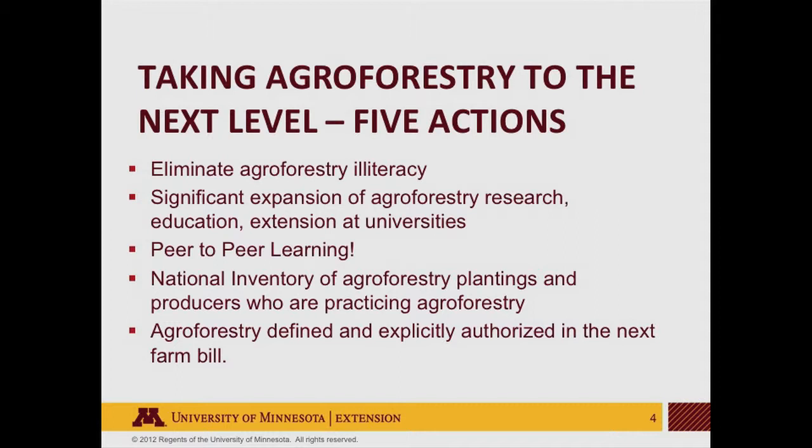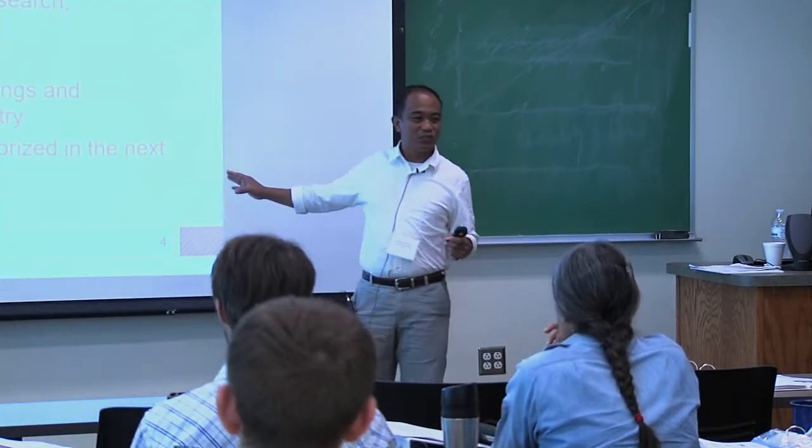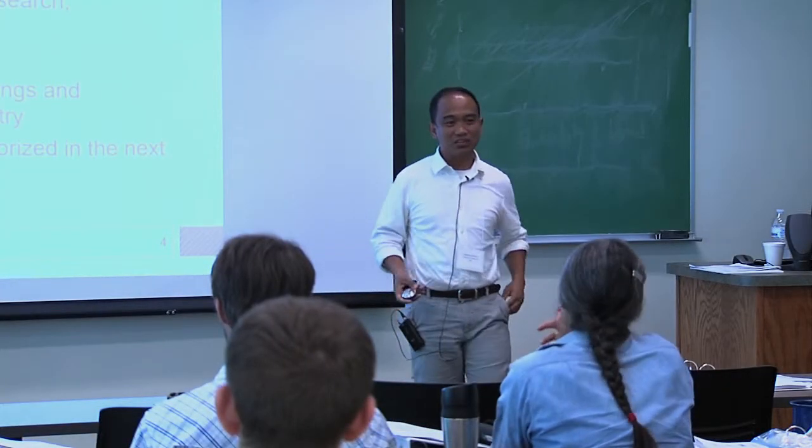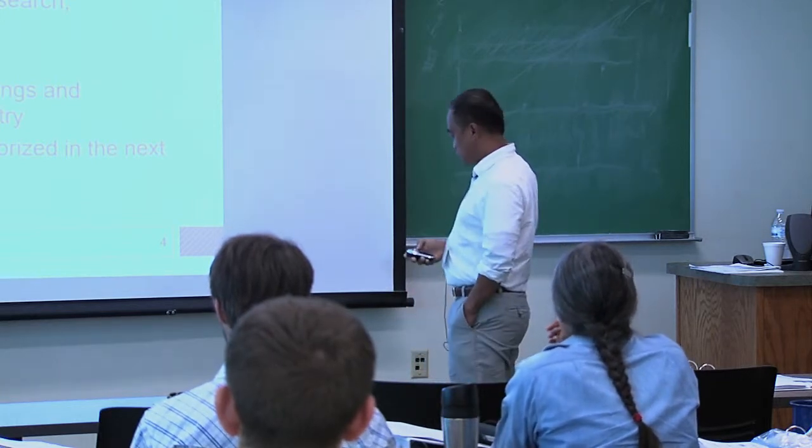And he said that also there should be a national inventory of agroforestry plantings and producers practicing agroforestry. And lastly, he said agroforestry must be defined and explicitly authorized in the Farm Bill. And I think this is one of the challenges that we are dealing with right now in terms of agroforestry adoption in the landscape.